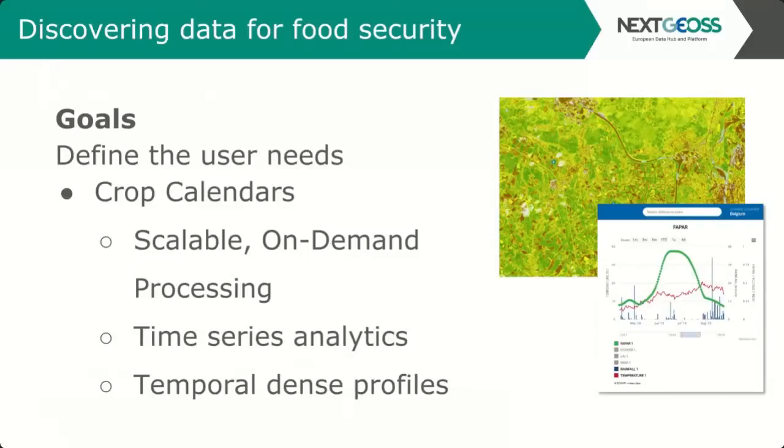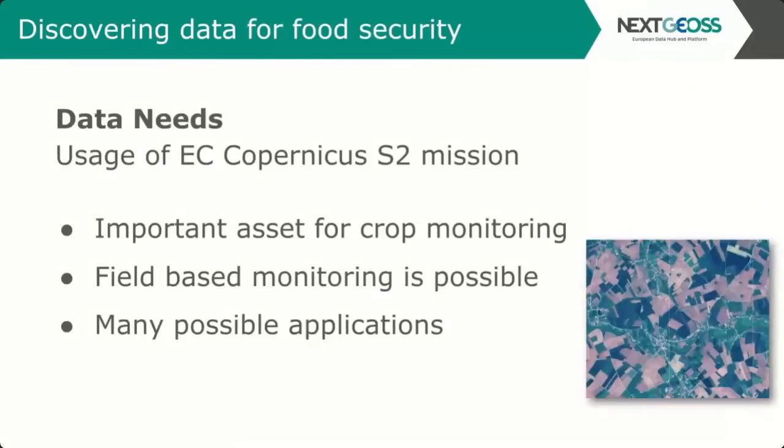But for this slide, I will be focusing on the first part, the generation of these vegetation indices, because this required the most interaction with the NextGEOSS Data Hub. So we defined our user goals, our user needs, so we know what we wanted to do. And then the first step is, of course, identifying which data we will be using. In our case, we opted to go for the Copernicus Sentinel-2 mission.